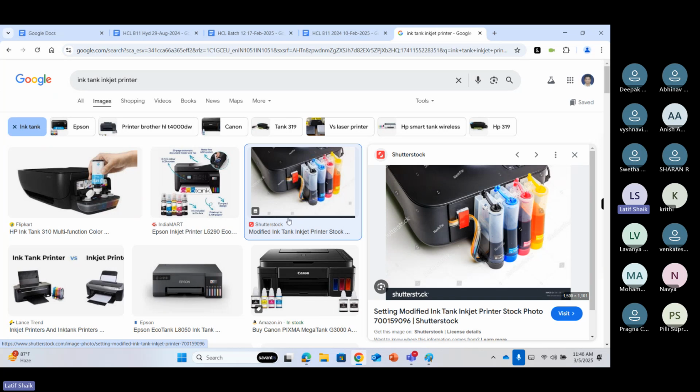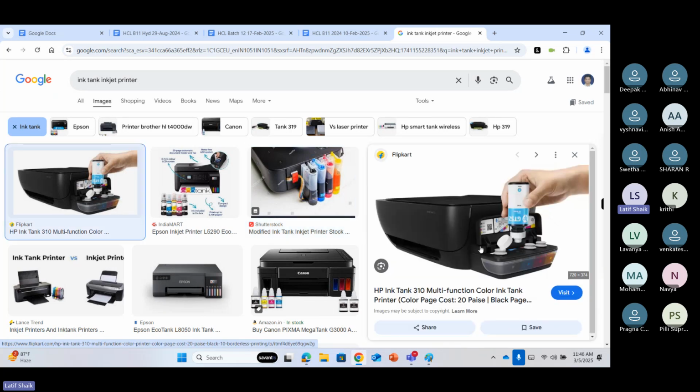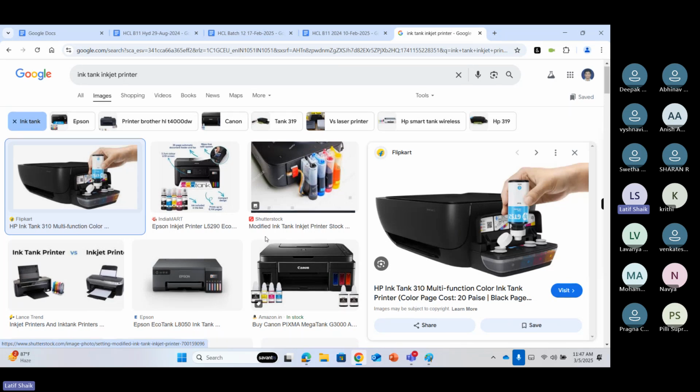I purchased this type of model, the HP Ink Tank 310. I also have a 410 model with multi-function that costs around 14,000. It has multiple functions, wireless, as well as ink tank. Mainly at home, my parents want printouts, so they would have to go outside and take Xerox copies. So we use this one for more printing.